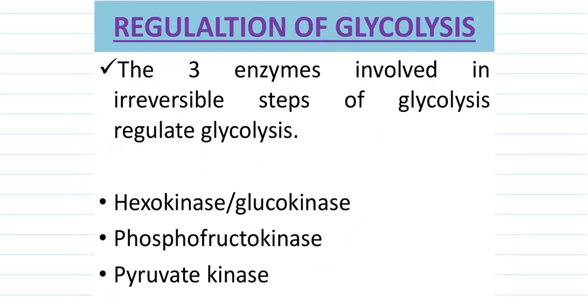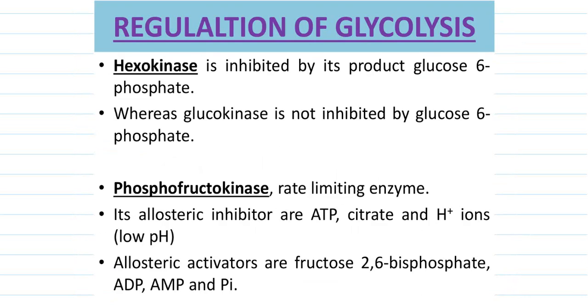Okay, so regulation of glycolysis, we have already studied the irreversible steps of glycolysis. So the enzymes involved in the irreversible steps of glycolysis actually regulate glycolysis. So those are hexokinase, glucokinase, phosphofructokinase, and pyruvate kinase. Okay, so hexokinase is inhibited by its own product, glucose 6-phosphate, whereas glucokinase is not inhibited by glucose 6-phosphate, but glucokinase is induced by insulin, whereas hexokinase is not directly induced by insulin.